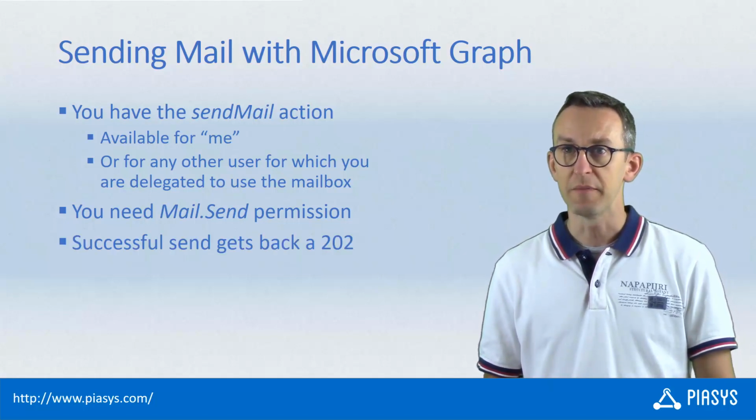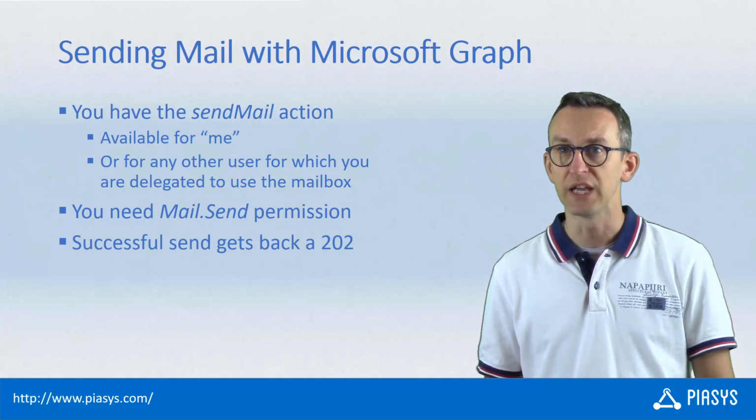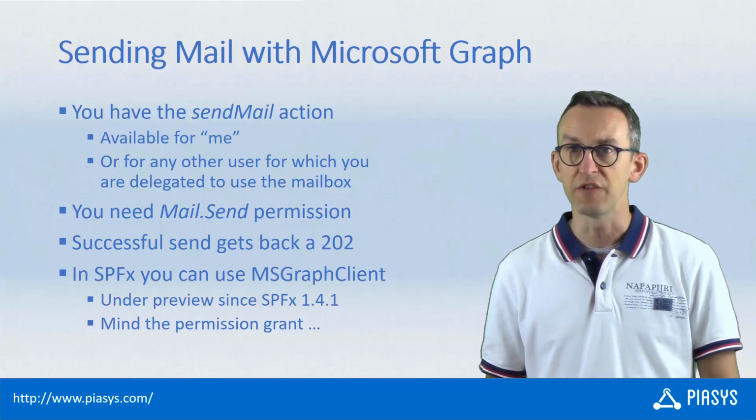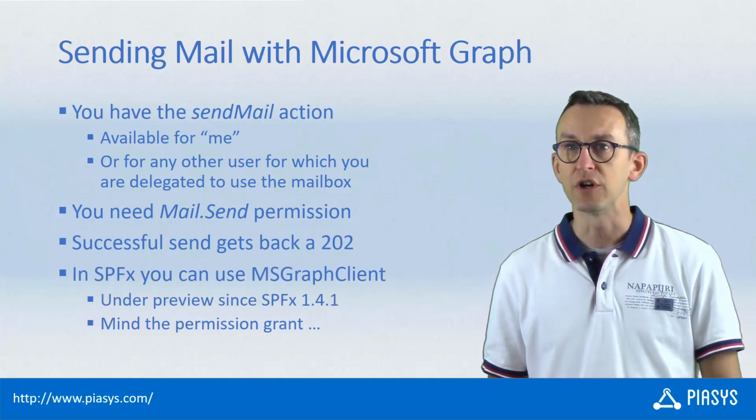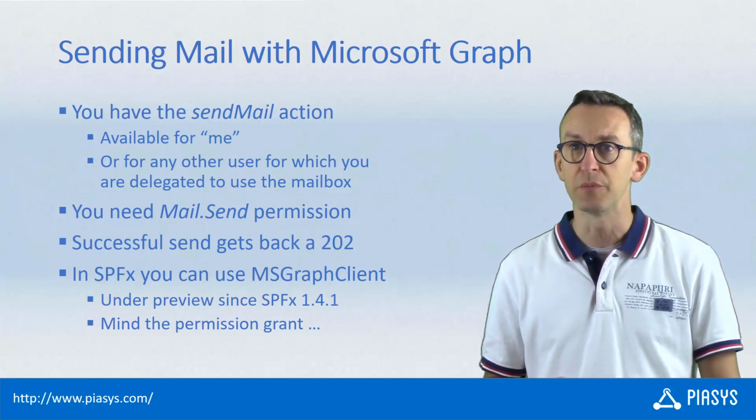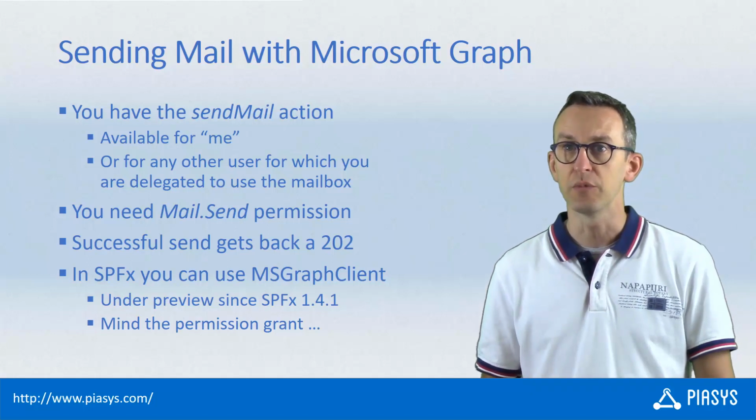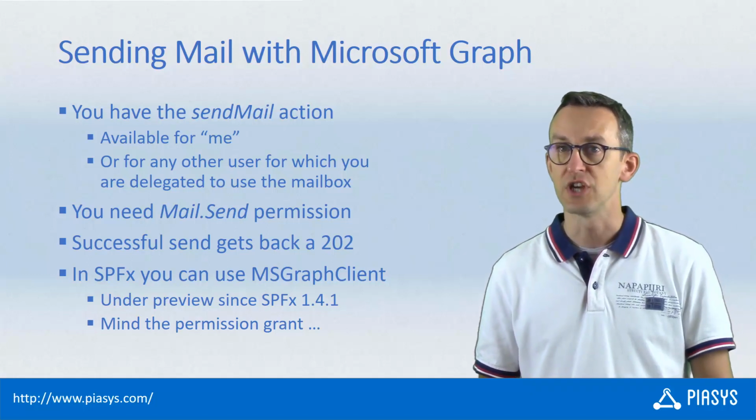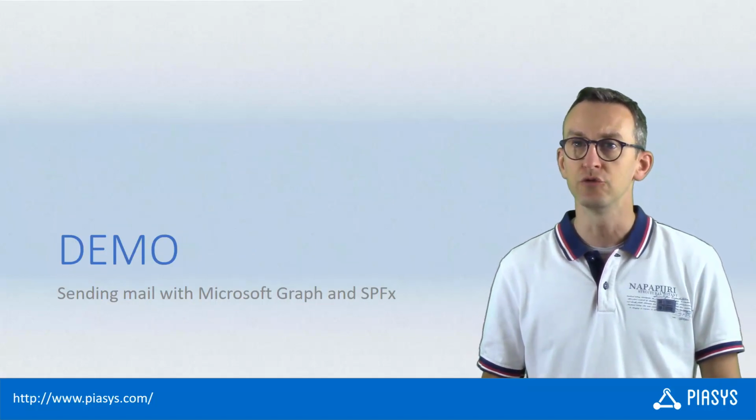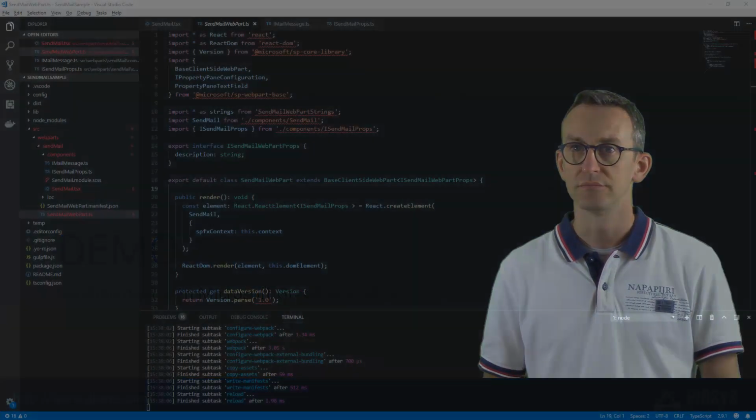When you send an email message and it is successful, you will get back a 202 response from the graph. And in order to use it in SPFx, you can simply leverage the MS Graph client type, which has been released by Microsoft under preview since version 1.4.1 of the SharePoint framework. So let's move to the demo environment and let's see how to do that in practice.